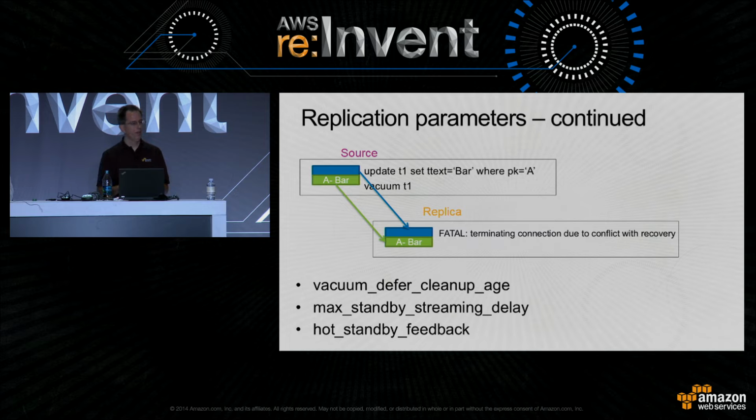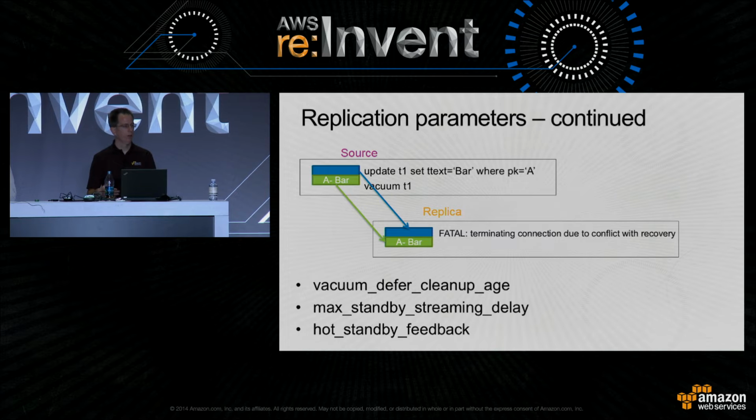Max standby streaming delay says, don't apply a change on the replica that will break a query for this amount of time. The bad part about that is it's going to cause replica lag. The third one is hot standby feedback, where the replica sends information back to the source and says, hey, I have this long-running query, don't vacuum this information because I still need it. And that will also cause bloat.